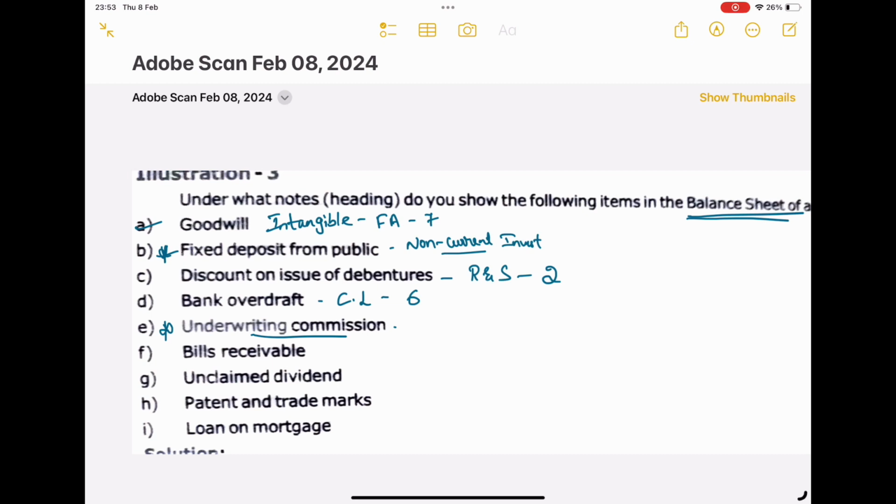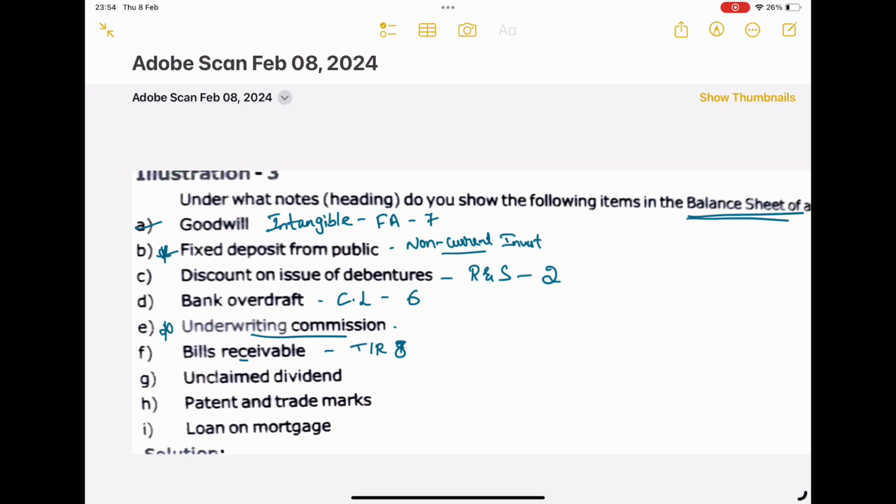Next, bills receivable. Receivables are nothing but an asset, so this will be considered as a current asset. That too, bills receivable. Debtors will come under trade receivables. Okay, trade receivables we are going to write, that is note 7, sorry, note 8. Note 7 is for fixed assets, right?